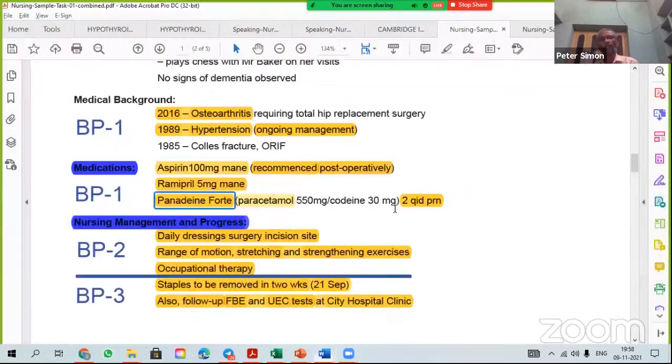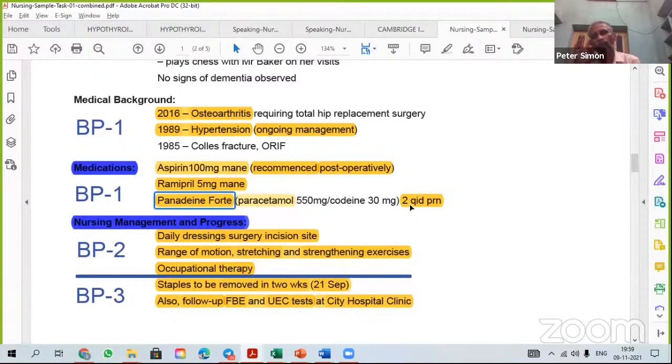2 QID. So 4 times a day, 2 tablets. What do you mean by quarter? There are 24 hours in a day. QID, for every quarter in a day. So quarter means 1/4 of a day. 24 divided by 4 is equal to 6. So every 6 hourly.